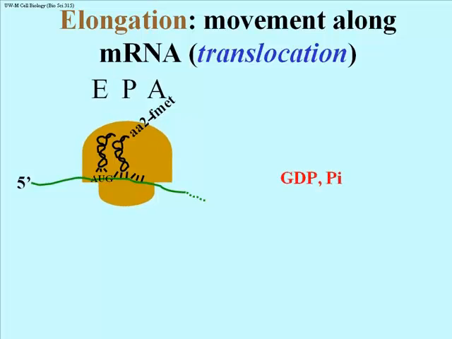It is catalyzed by, this time, a protein that is a component of the ribosome called a translocase, and it catalyzes translocation, which simply means the movement of the ribosome along the message. And so you saw that happen in the animation. Again, this requires GTP, which is hydrolyzed in the process.